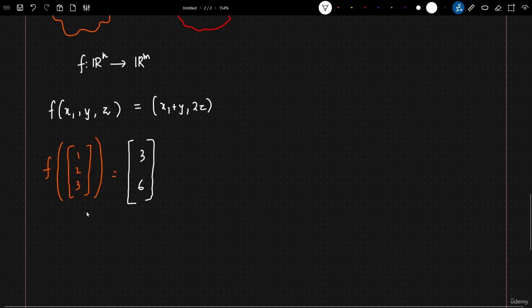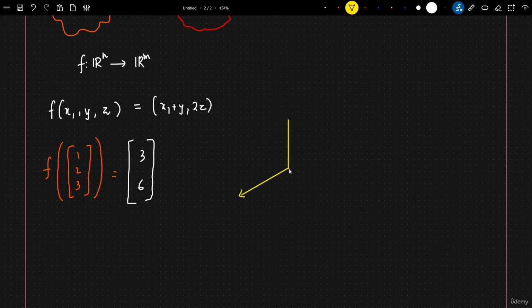Now let's visualize this in a coordinate system, right? Since this is 3-dimensional, let's consider this is my x1 axis, y axis, and z axis. Now you know that x1 is 1, let's consider this is 1 over here. And if I consider y is 2, so y will be somewhere here. Let's say 1, 2. And z is 3, so it will be somewhere here.